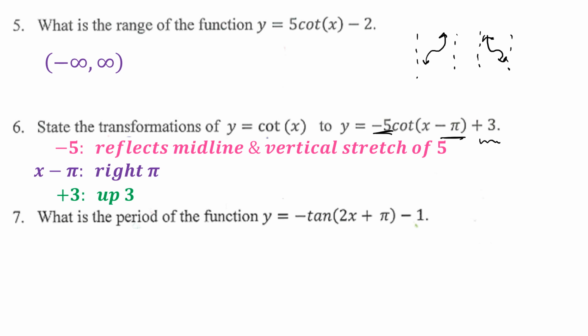Number 7, what's the period of the function y equals negative tangent of 2x plus pi minus 1? Remember, we always look at that b value to determine our period, which is pi over b. In this case, pi over 2. Cool.